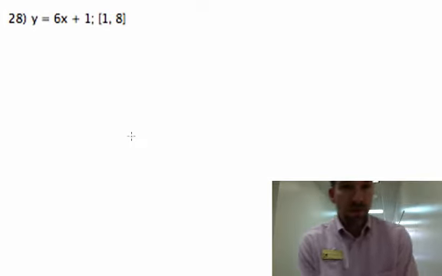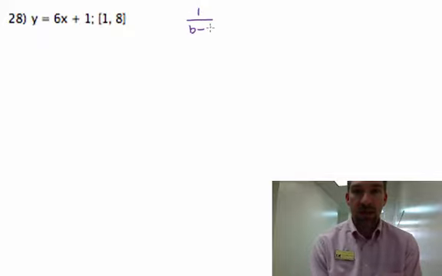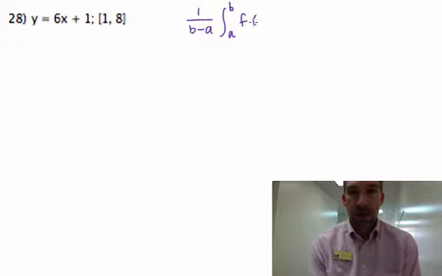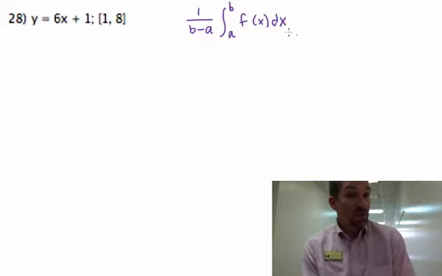All right, on this question, we're going to find the average value, and we're going to do that using our formula: 1 over b minus a times the integral from a to b of f of x dx. And there it is right there for you to look at. What we're going to do from here is use the antiderivative to help us with that.